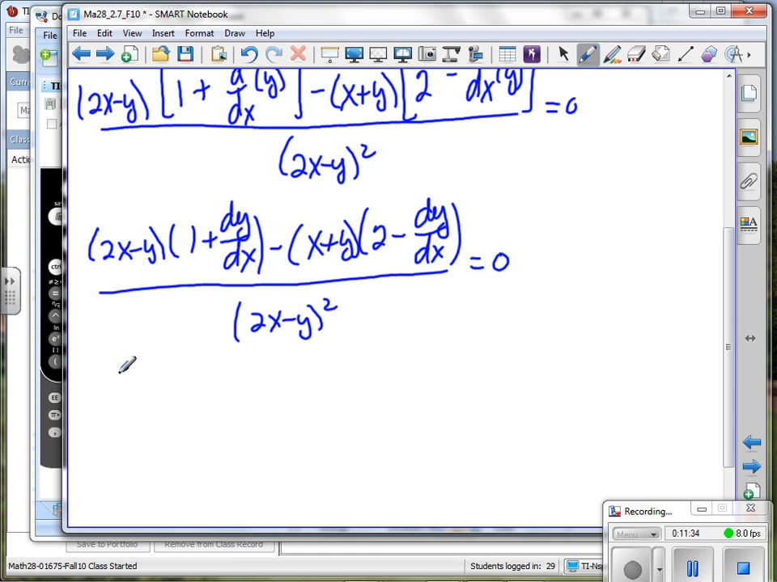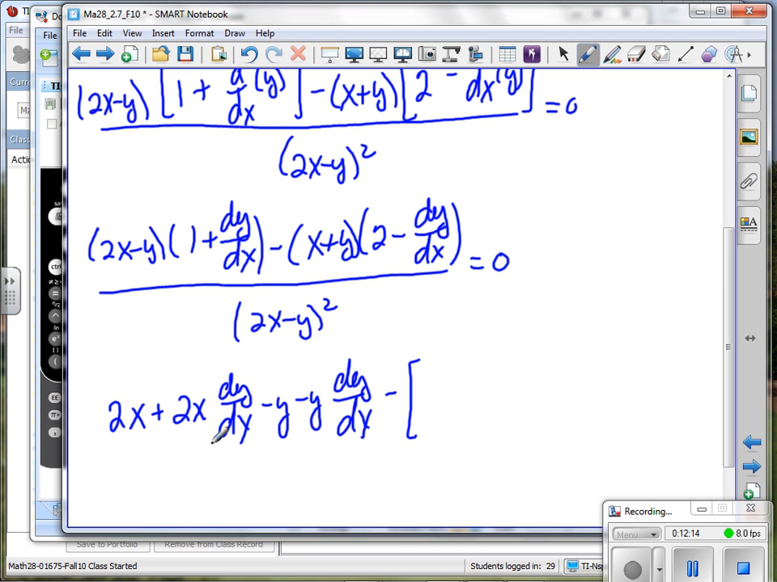Now let's see. If I multiply this together, I have 2x plus 2x dy dx minus y minus y dy dx. That's all for this. I'm just multiplying those terms out. Can you break that down? Yeah, 2x times 1 is 2x. 2x times dy dx is 2x dy dx. Negative y times 1 is negative y, and negative y times dy dx is negative y dy dx. I just used the FOIL on that.